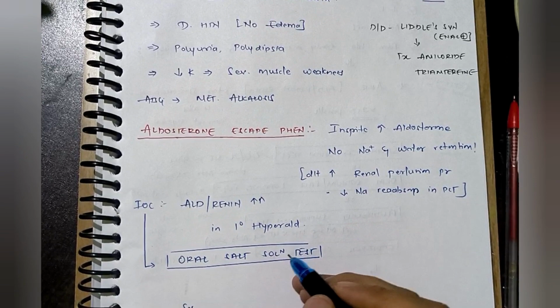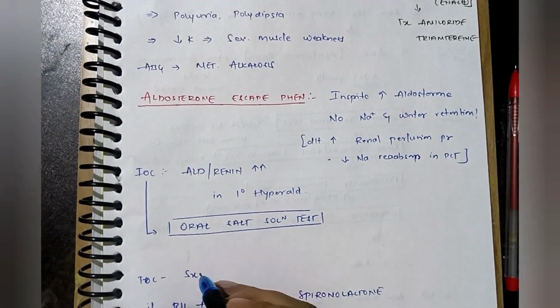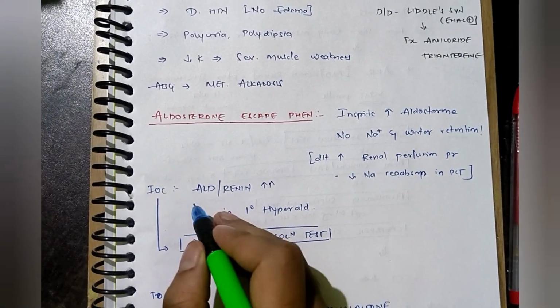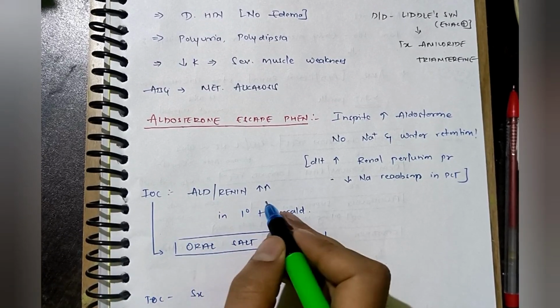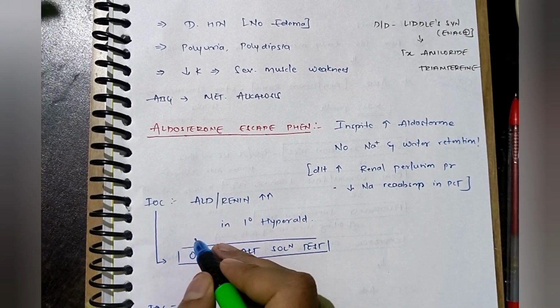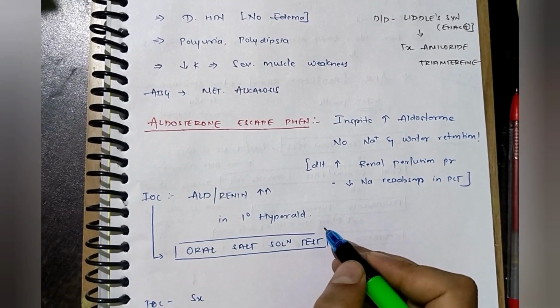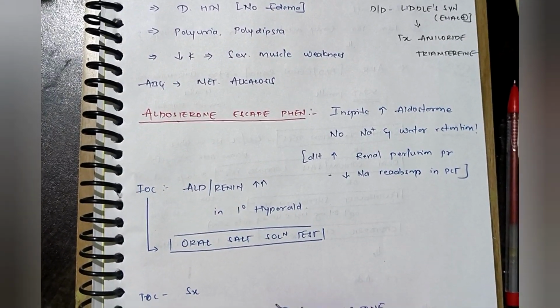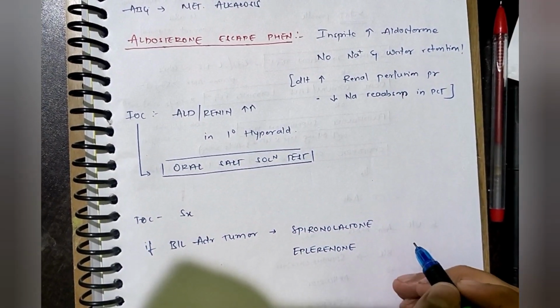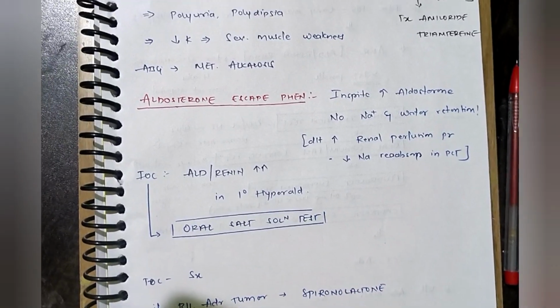Okay, now the investigation of choice is the oral salt loading test. We can also use the aldosterone by renin ratio, that is for screening, and it is only for primary hyperaldosteronism. Treatment of choice is surgery if it's unilateral. If it's bilateral, you have to go for drugs like spironolactone and eplerenone.